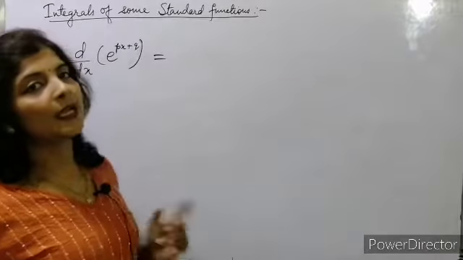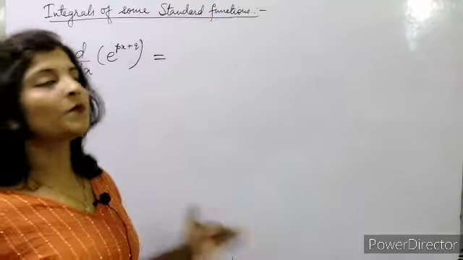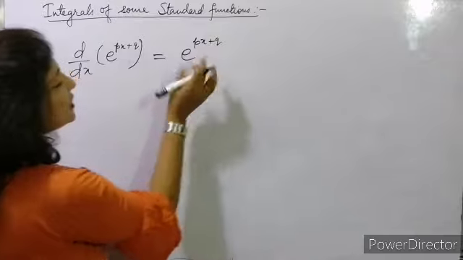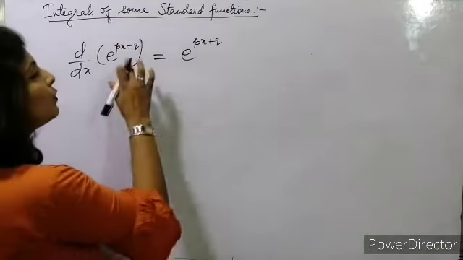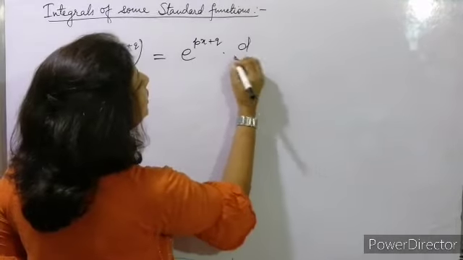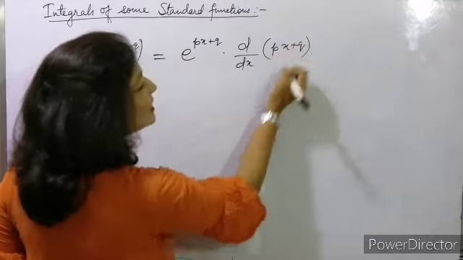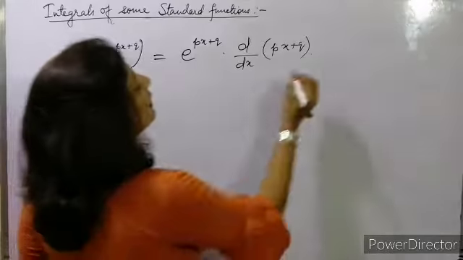For e to the power x, what value do we get? We get e to the power x. But here this is e to the power px plus q. So the same value we will get, but we also have to differentiate this, d upon dx of px plus q. We have to differentiate this also. So what value will we get?